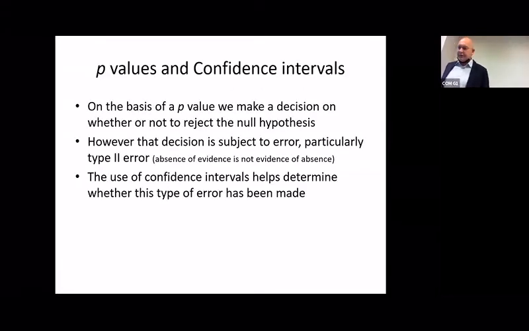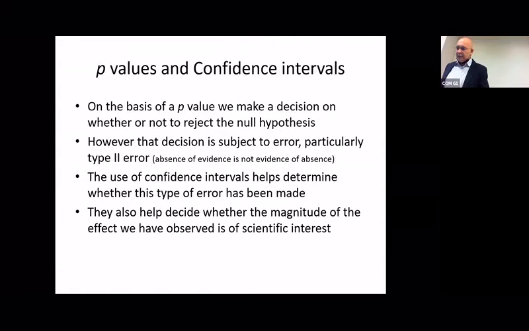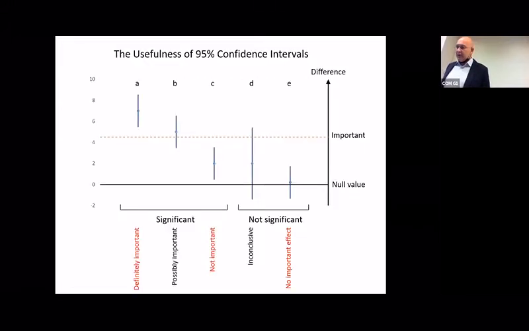Okay, the use of confidence intervals helps to determine whether this type of error has been made. So it also helps decide whether the magnitude of the effect that we have observed is of scientific or clinical interest. Okay, so this slide, I'm going to work through this. What we have is the null value here, this line at 0, and then the effect is shown on this vertical scale here. And the red dashed line, this is an important effect. So round about 4 point something, 4.5 or something, it looks like this means that there's a clinically important effect, okay?